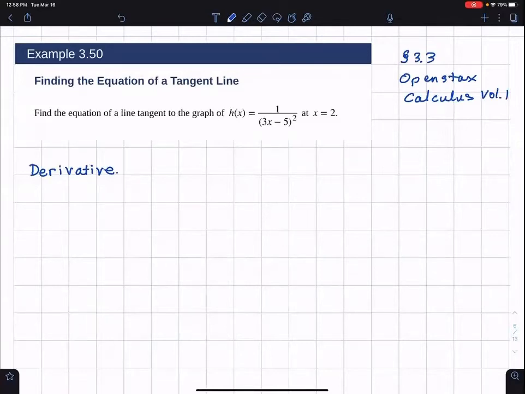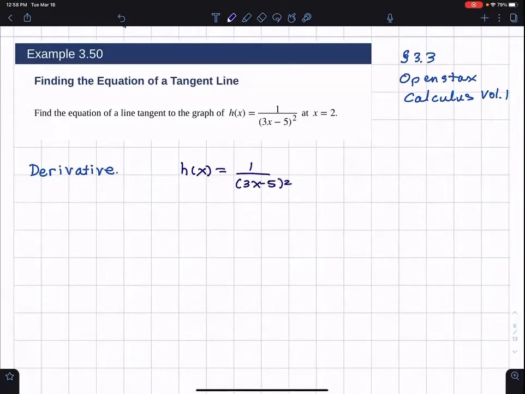We could even try to sketch the graph, but that's another problem, and that might be fun, but let's not do that right now. What we need to do is find the derivative. The reason we're going to find the derivative is because we need to find the slope of the tangent line. I will begin by just writing down the function again. h of x is equal to 1 over (3x minus 5) squared.